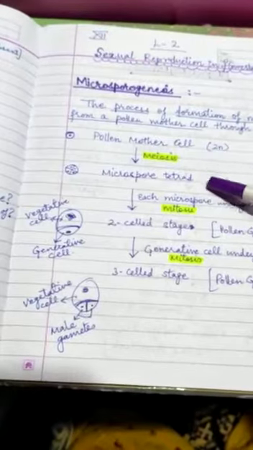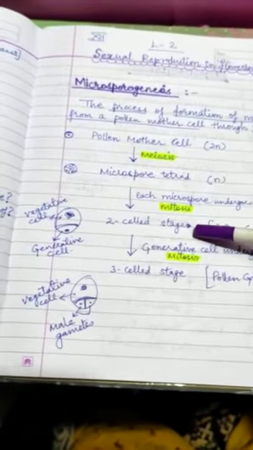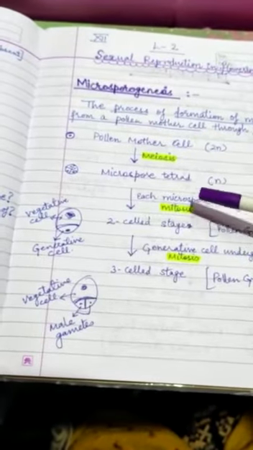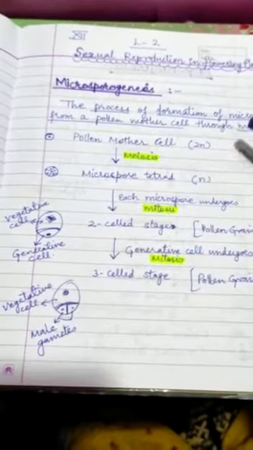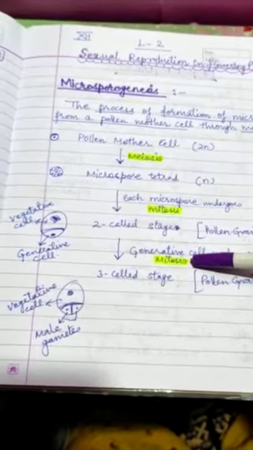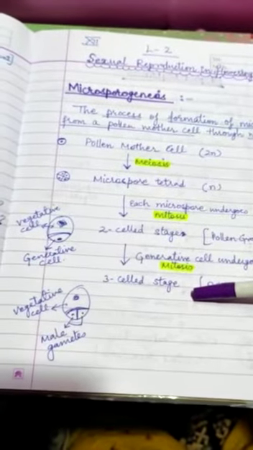mitosis. So within a microspore there comes a 2 cell stage. After mitosis, from one cell they are divided into 2 cells. Then again it undergoes mitosis and becomes a 3 cell stage. You will say how 3 cell?